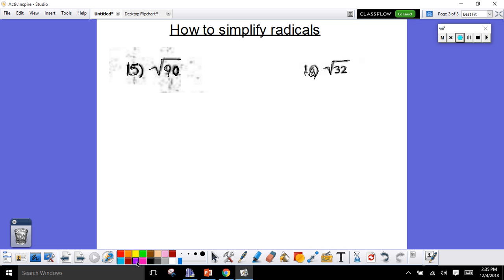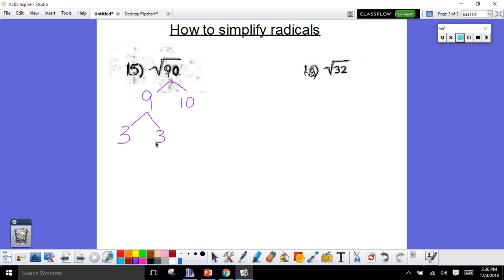Remember that to do the square root of 90, I always want to break down the number as much as possible. What two numbers can I multiply to get 90? And there are many combinations I can do. I can multiply 9 times 10. That gives me 90. I'm going to ask myself, can I break down the 9? Are there other multiples of 9 other than 9 times 1? Yes, there is. I can multiply 3 times 3, and that gives me 9.